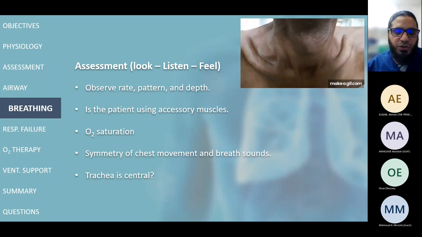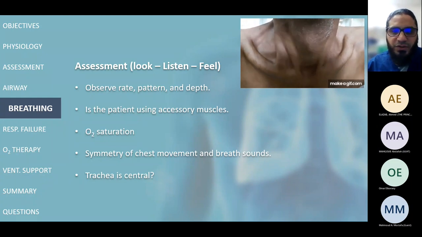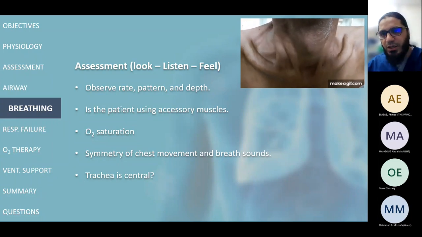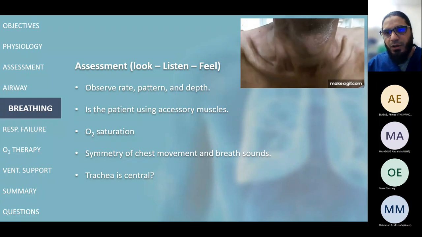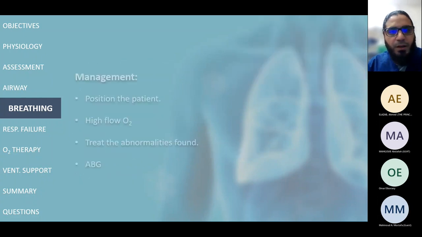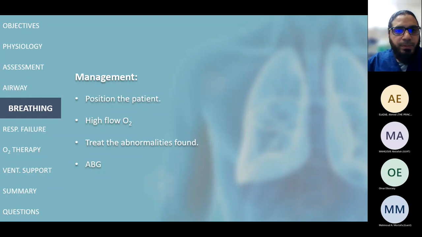Check the oxygen saturation, examine the chest, auscultate the lungs if there is any added sounds or if there is any asymmetry in the chest movement. Check the trachea if it is central, because it can be a sign of a big pneumothorax or a massive lung collapse. The management for a patient who's having a breathing problem, these are simple measures that you can start with.